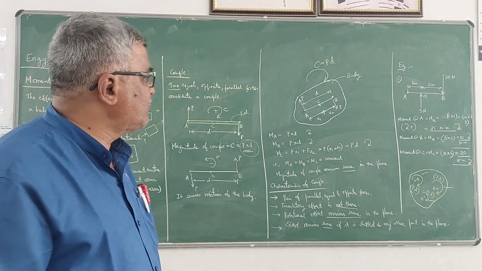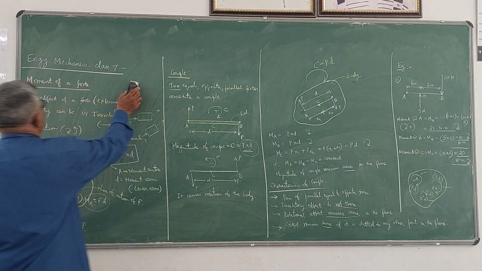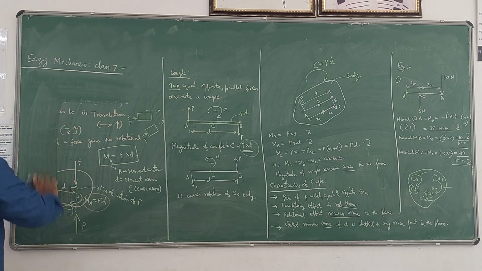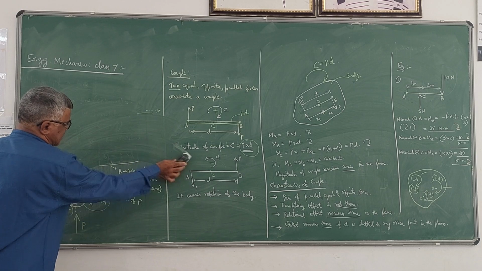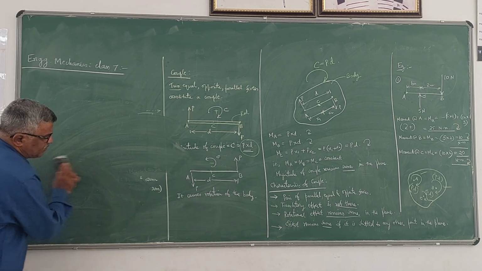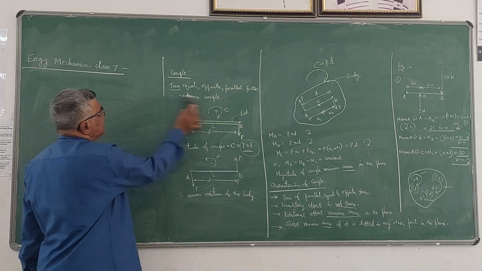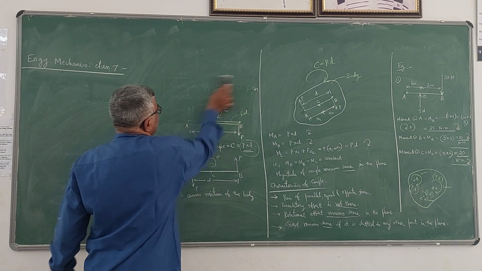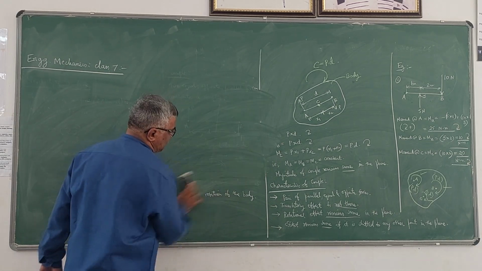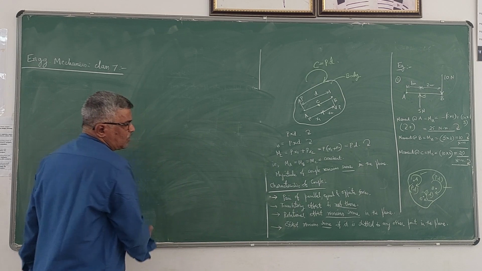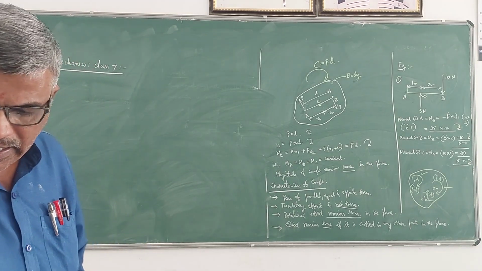So whenever you are finding moment of a force, you should be very careful when taking the distance. Distance should be measured from the point where you are writing the moment to the line of action of the force. That is how we have to write down the distance.